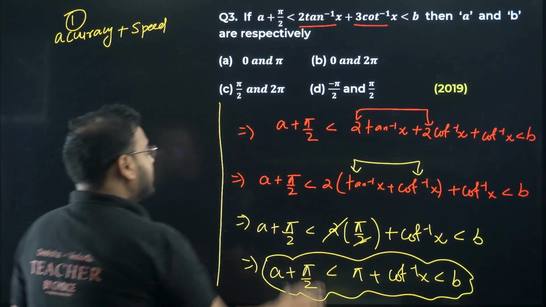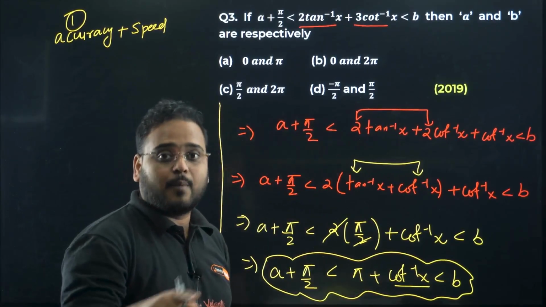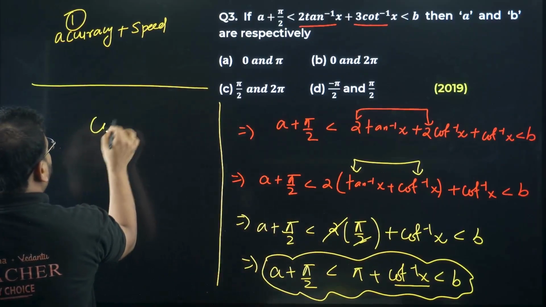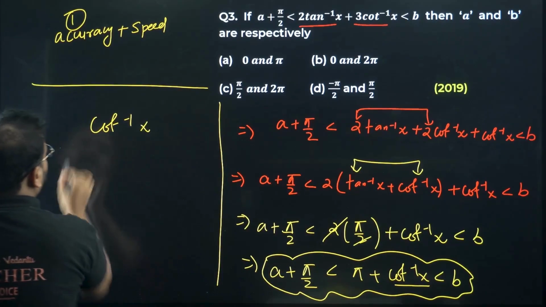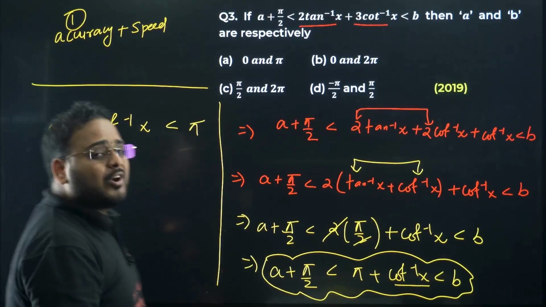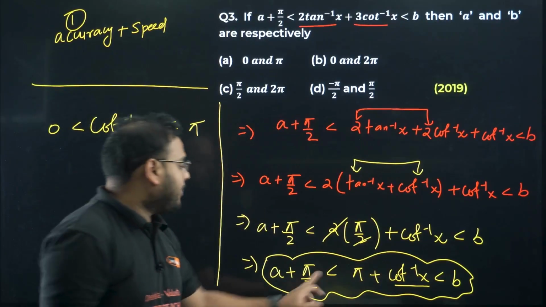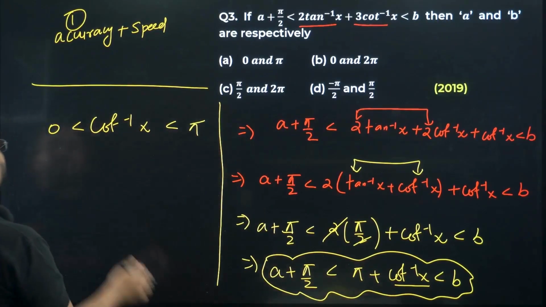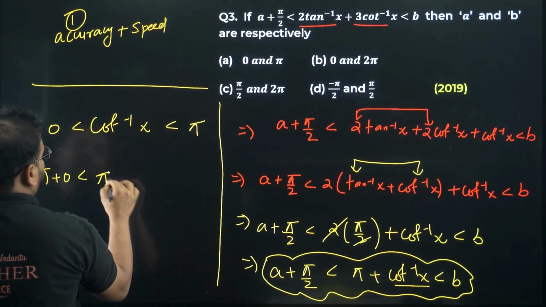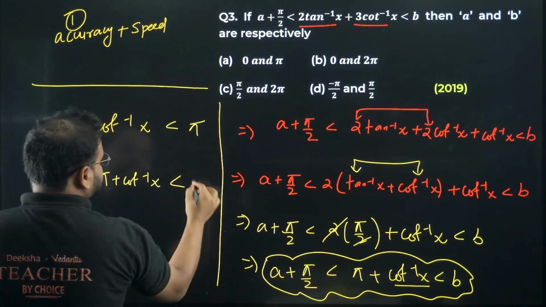This step is clear. Now comes the property for the range of cot inverse of x. Please check. The range of cot inverse of x will become from 0 to pi. Do we want cot inverse of x? No, we want pi plus cot inverse of x. So add pi on all the sides: pi plus 0, pi plus cot inverse of x, and pi plus pi is 2 pi.